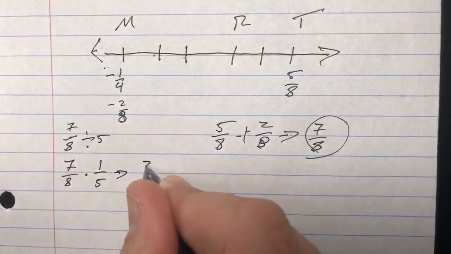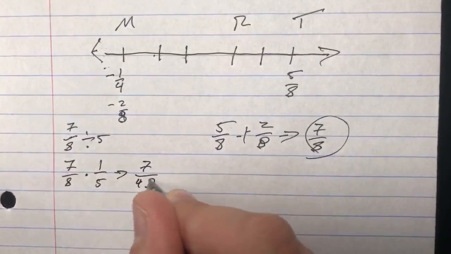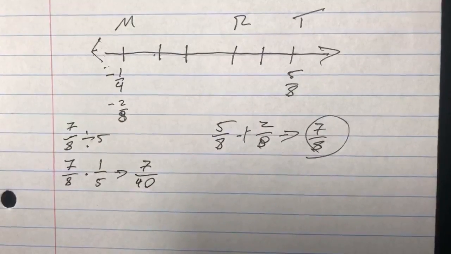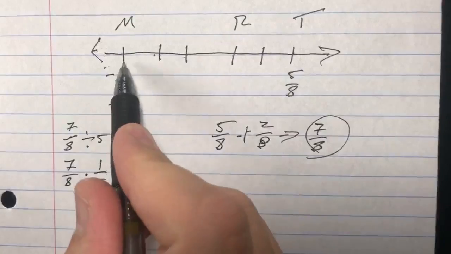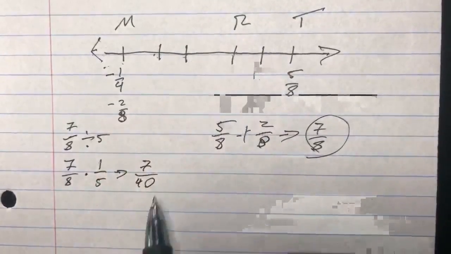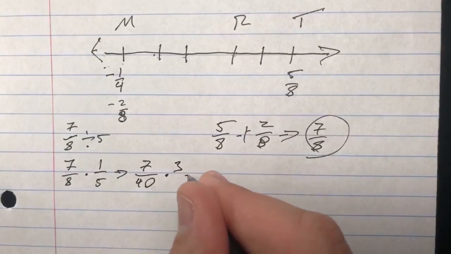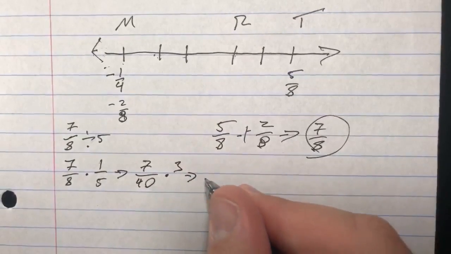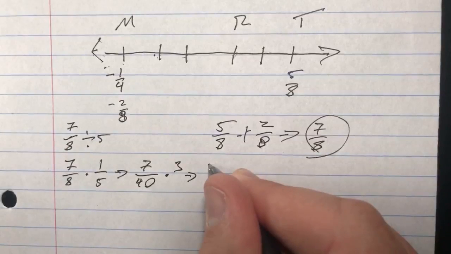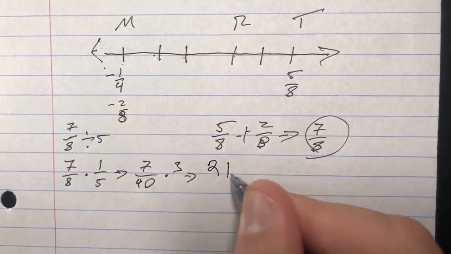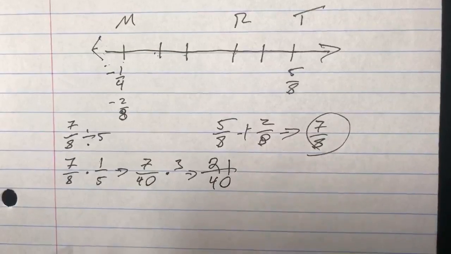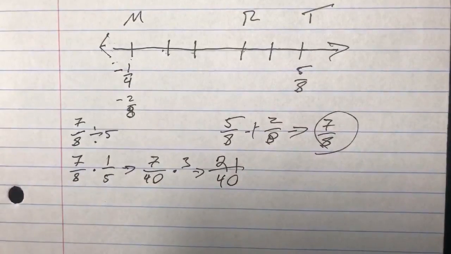And so what we end up getting is 7/40. Cool? So that is how big each little chunk is, right? And how many chunks do we have to R? 1, 2, 3. So we're going to multiply this by 3. What we end up getting is 21/40, which isn't exactly the answer I got the first time around.